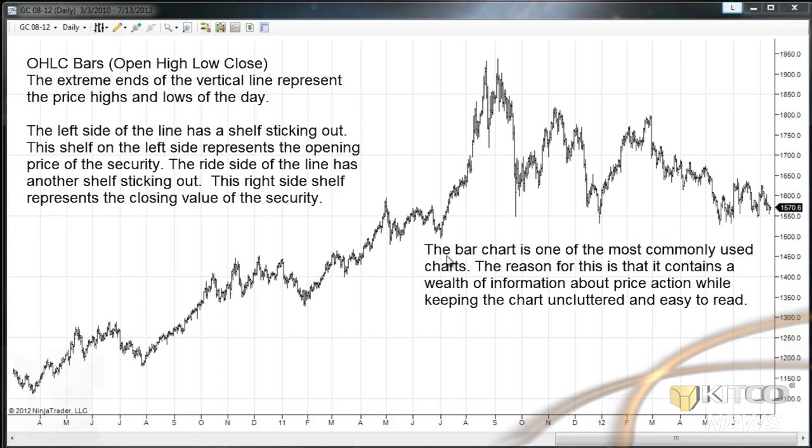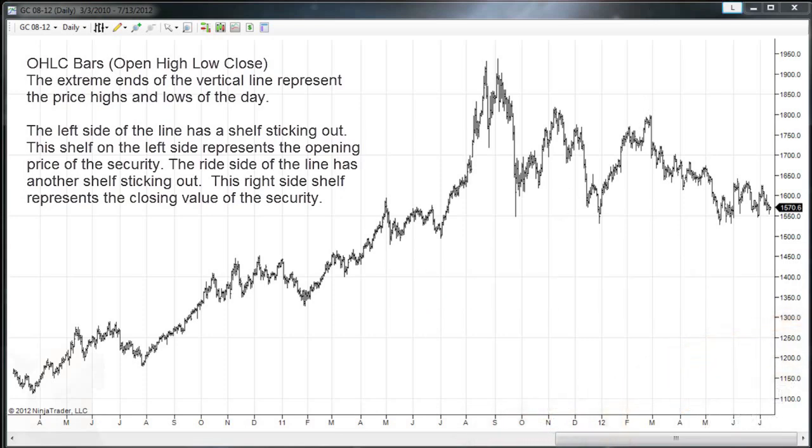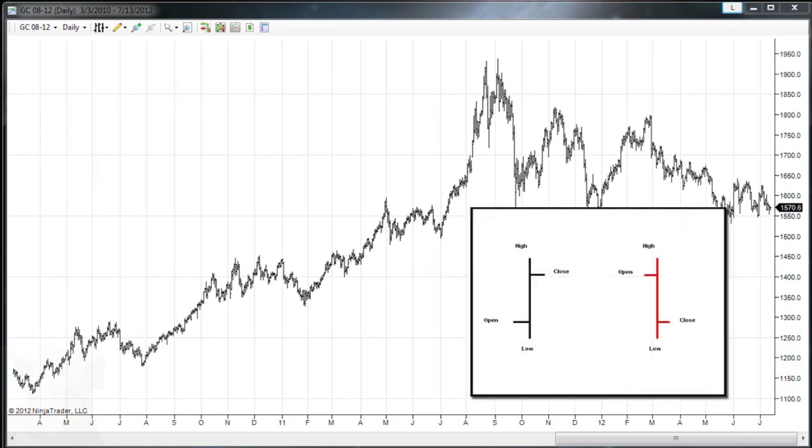A bar chart, price movement over time, is plotting four variables. The first variable that it plots is going to be where the market opens, and it will do that by having a little horizontal line to the left of this vertical line. The vertical line, of course, is going to represent the low at the bottom, the high at the top, and then another horizontal line to the right, and that is going to represent the close. That, simply put, is a bar chart.